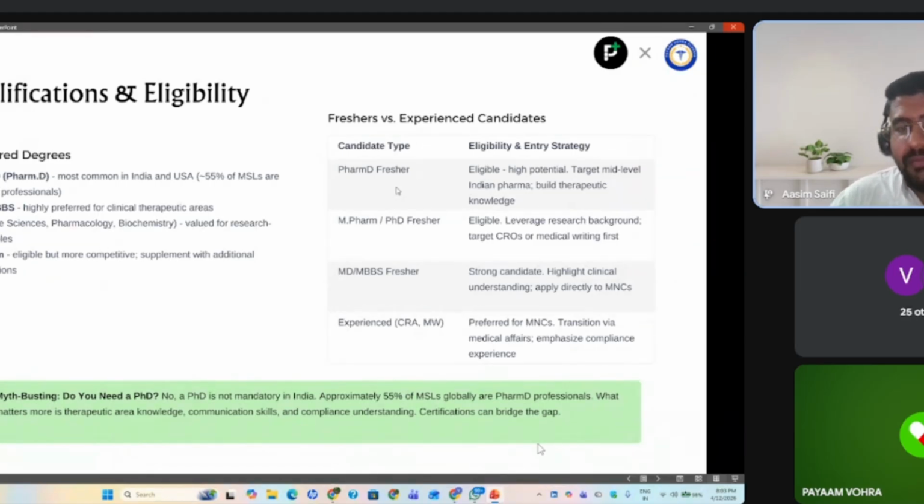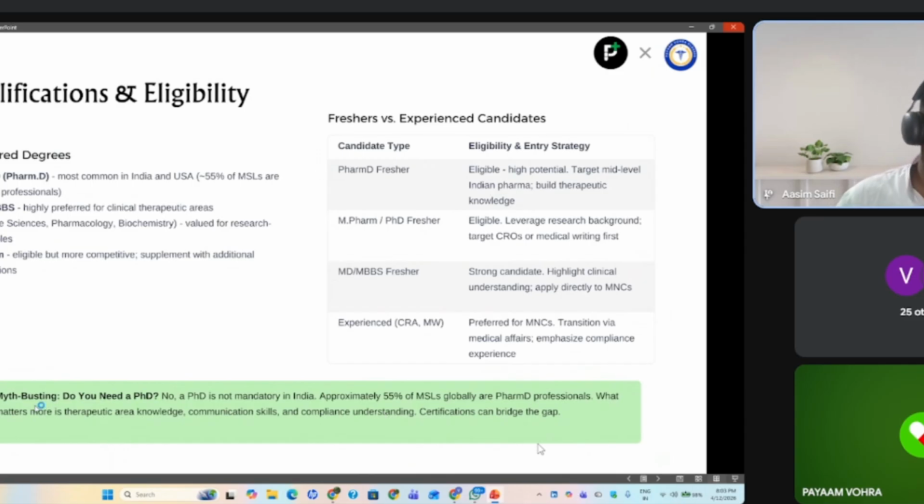That's one of my backgrounds. I have done a diploma, bachelor's, and master's in pharmacology, and a PG in clinical research. So my education was not aligning, and they were asking for an additional certificate. That's why sometimes these things matter. Pharm.D freshers are eligible, high potential, targeting mid level. We will share all these things with you, you can have a look.